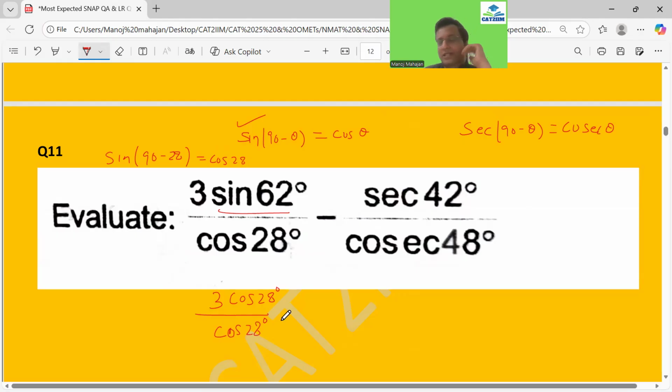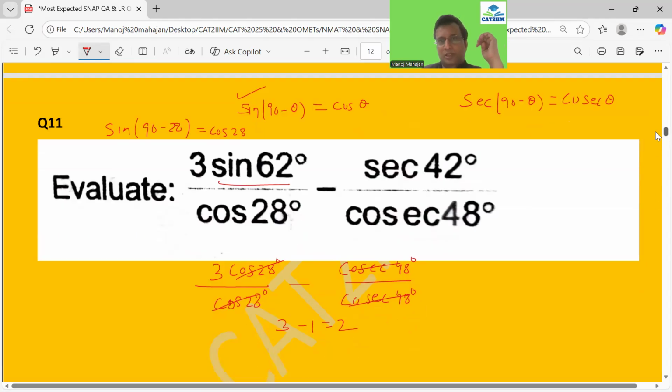Of course, in the snap you get choices, and there would have been four choices, but I have not written those choices over here. So of course over there you will find the choice. Sec 42 could have been written as cosec 48. So now you could have got the answer easily out here. So this is 3, this is 1. So the answer is 2. So basic trigo you can expect in the snap for sure, right?